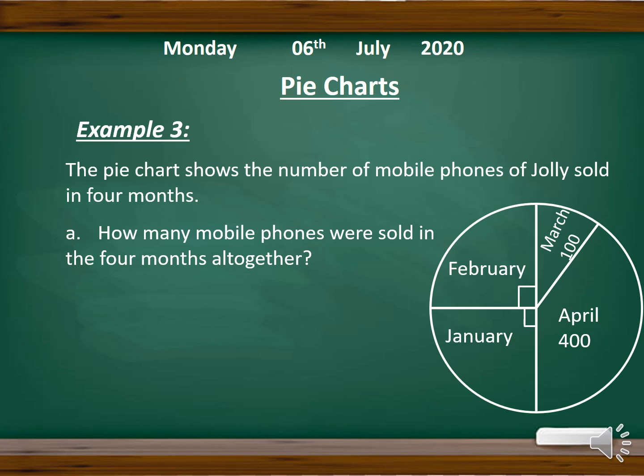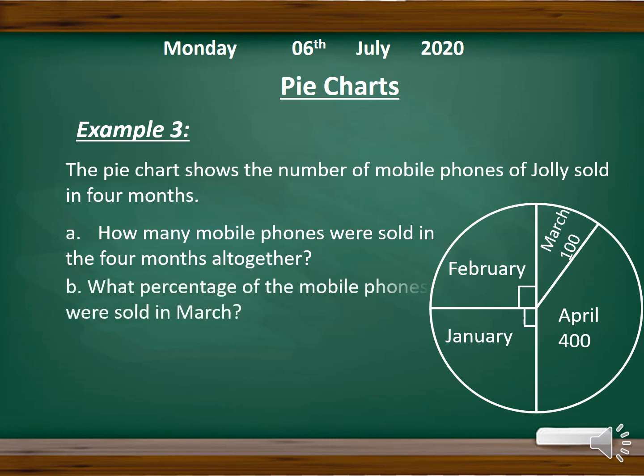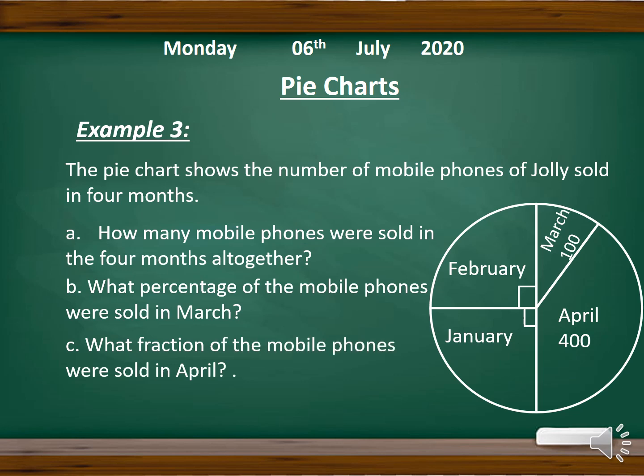Look at the question letter A. How many mobile phones were sold in the 4 months altogether? We want to find how many mobile phones were sold in the 4 months altogether, and then we move to find the percentage of the mobile phones that were sold in March. And then move to letter C. What fraction of the mobile phones were sold in April?